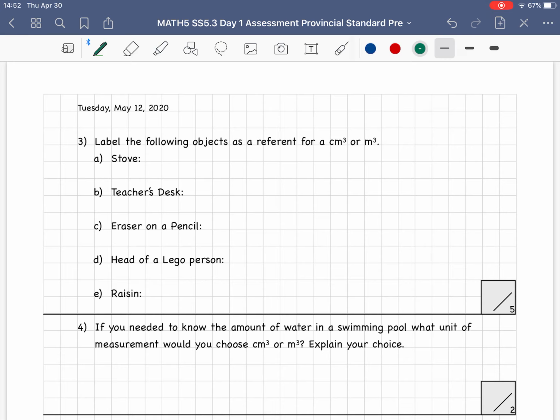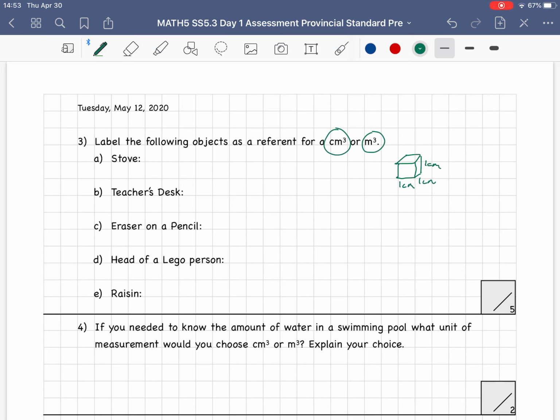Number 3, label the following objects as a referent for a centimeter cubed. That is a little cube that is 1 centimeter by 1 centimeter by 1 centimeter. Or a meter cubed, that is a big cube that is 1 meter by 1 meter by 1 meter.